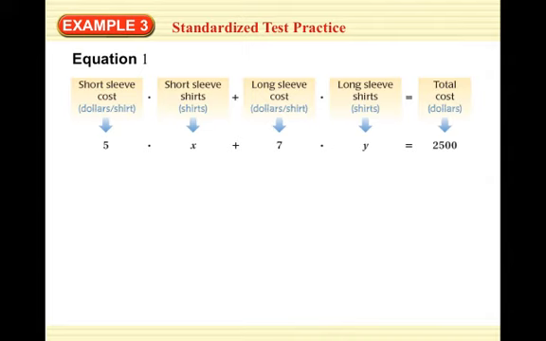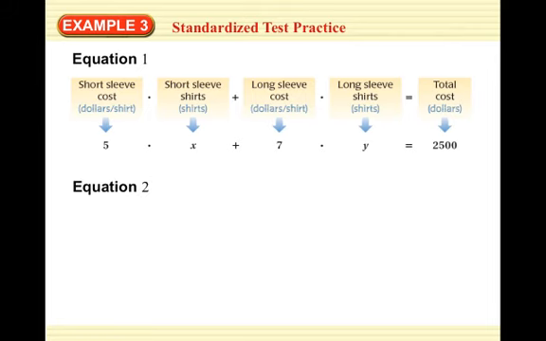All right, so you're going to do the cost per shirt for the short sleeve shirts, so $5, times the number of short sleeve shirts, we'll let that be X. And then you're going to add to that the cost per shirt for long sleeve shirts times the number of long sleeve shirts, which we're going to call Y. So we've got 5X, that's the total amount spent on short sleeve shirts, the cost, plus 7Y, that's the total cost for the long sleeve shirts, and altogether, according to the problem, that was $2,500.